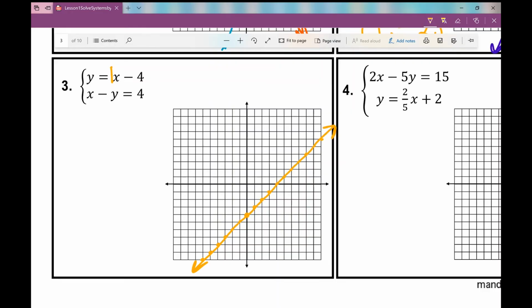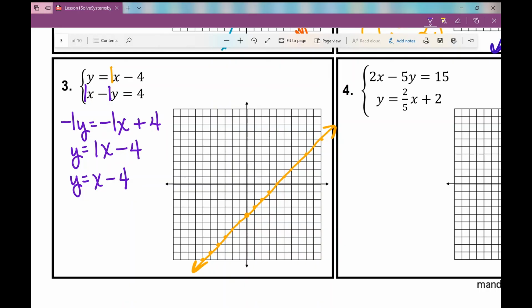And then let's do our other equation. So x minus y equals 4. I'm going to put a 1 in front of that y, and a 1 in front of that x. So the first thing I'm going to do is move the x term over. So -1y equals -1x plus 4. And now I'm going to divide everything by -1. So y equals positive 1x minus 4. And you can then rewrite it as x minus 4. If you don't need to put the 1 in front of your variable, you don't have to. It does help a lot of students.